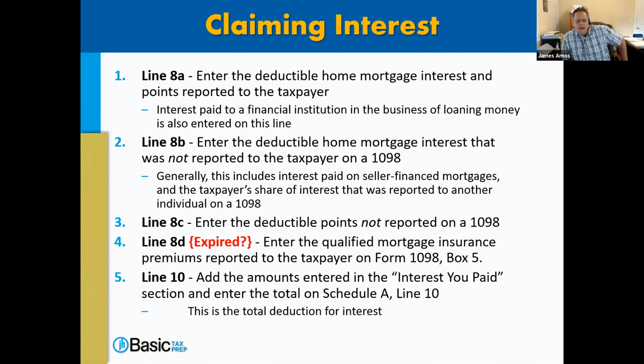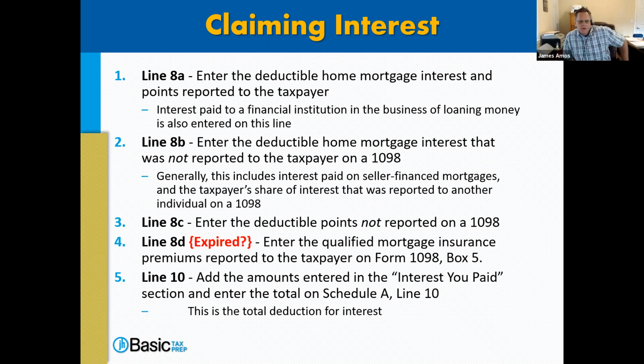Interest. What else can you claim? Well, maybe they'll get into it. I can't remember, guys. It's been a couple weeks since I've gone through these slides. But when you're claiming something, what can you claim? You can claim interest on your first home and second home. Not just your first home, but first home and second home.